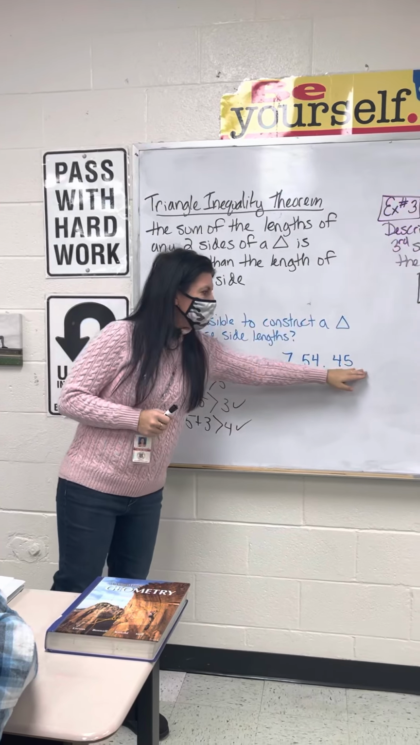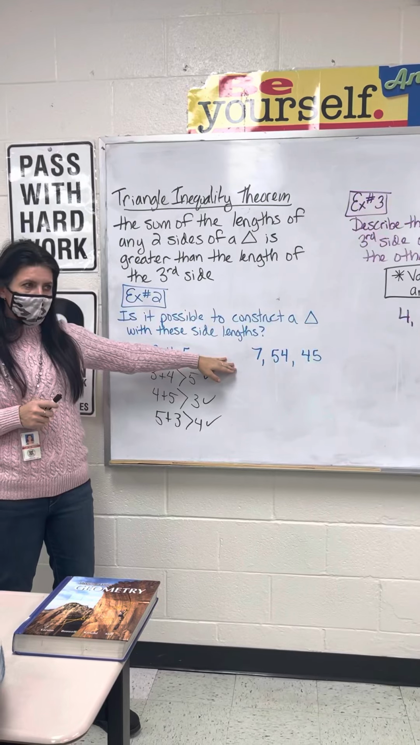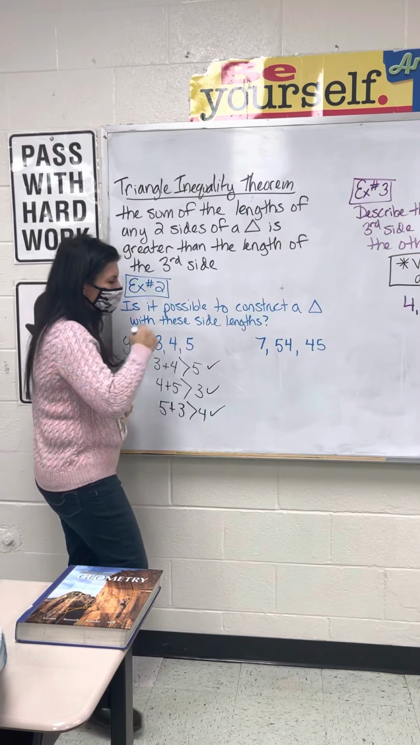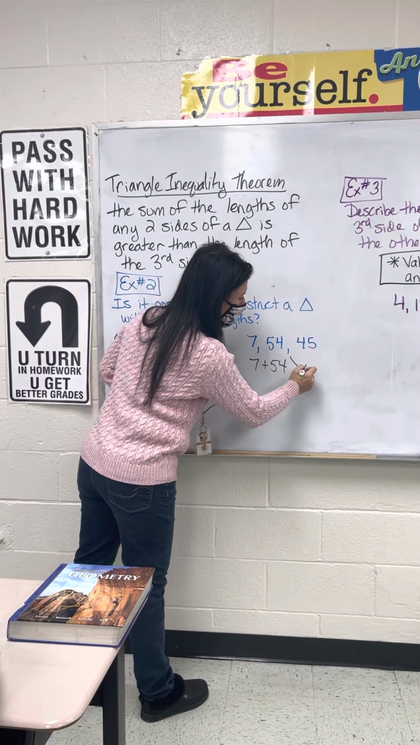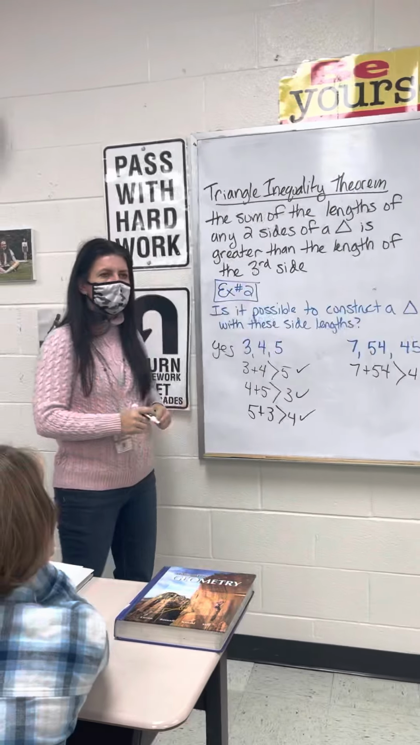Can these three side lengths make a triangle? No. Is 7 plus 54 bigger than 45? Is that a true statement?